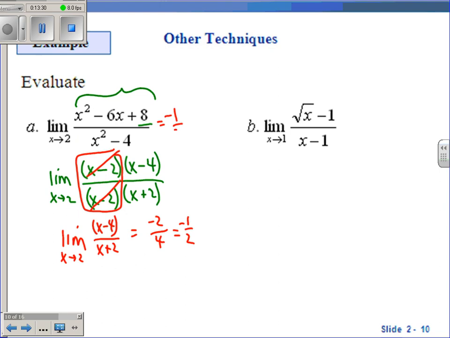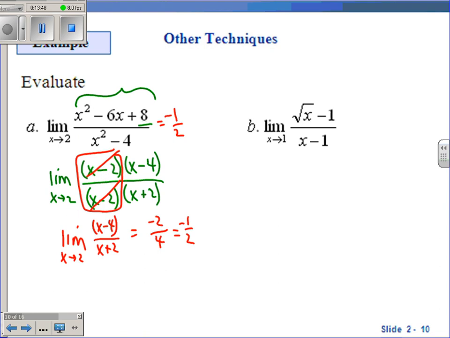It's negative 1/2. So it's as simple as getting that 0 in the denominator, reminding yourself to factor the top and the bottom, seeing if you can reduce down that fraction, and that's hiding that hole. It's finding the function that would be the same minus the hole.